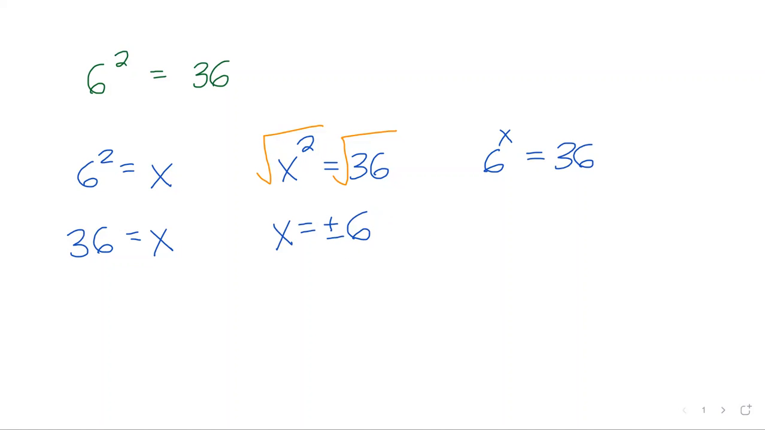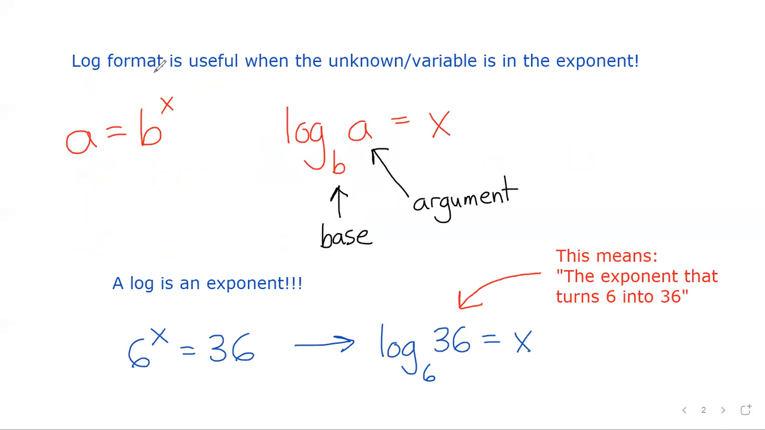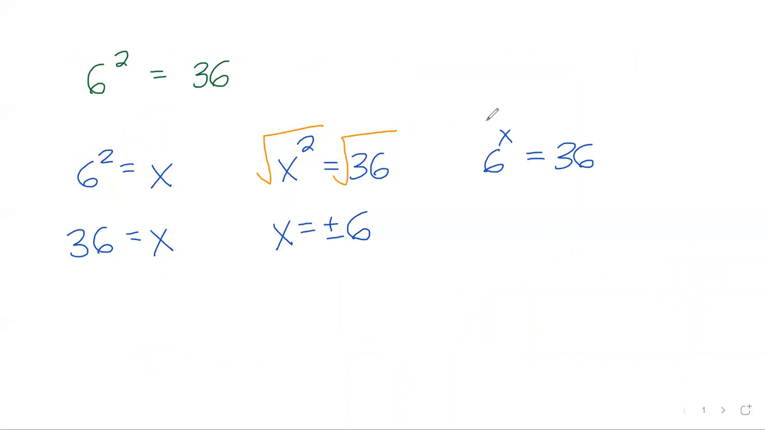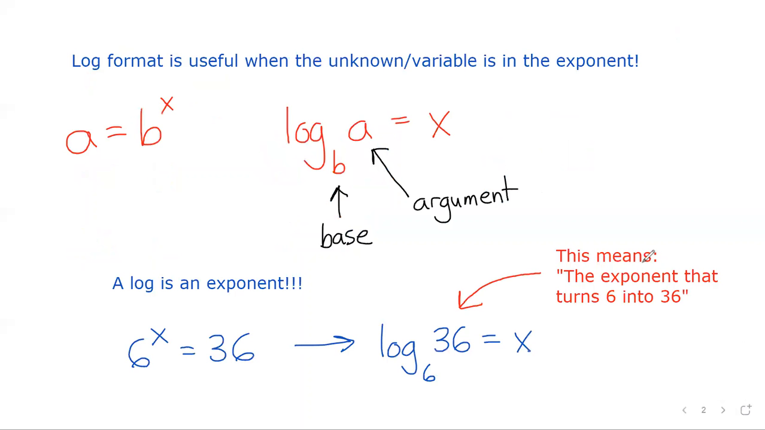The other thing that I could do as a math teacher is make this the variable and end up with this equation: 6 to the x equals 36. I know we know the answer, but as of now, we don't actually have an algebraic way to get there. You don't have an operation that you know how to do that would actually tell you what x is. And this is where logarithms, logs, come in. Log format is useful when the unknown or variable is in the exponent. That's what we have here. 6 to the x equals 36. The unknown is the exponent. And that's what we need logs to be able to do.